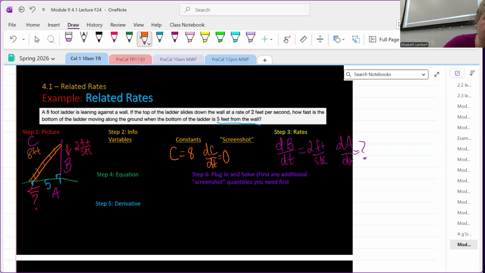All right, so now I need an equation that relates A, B, and C. So what do we know about the lengths of the sides of a right triangle? I picked A, B, and C on purpose. Yep, Pythagorean theorem.